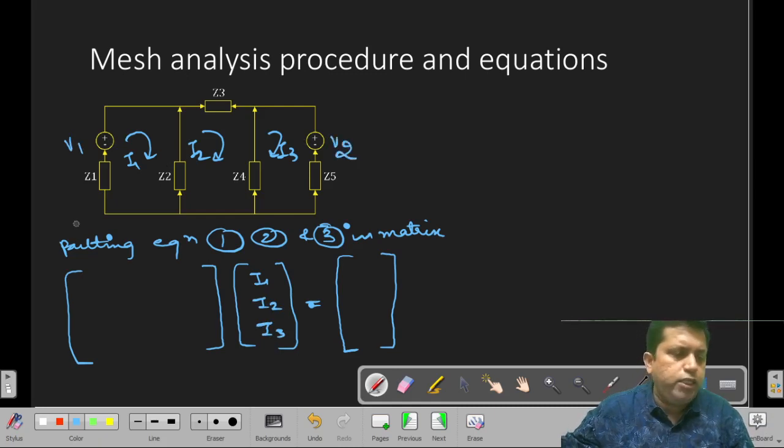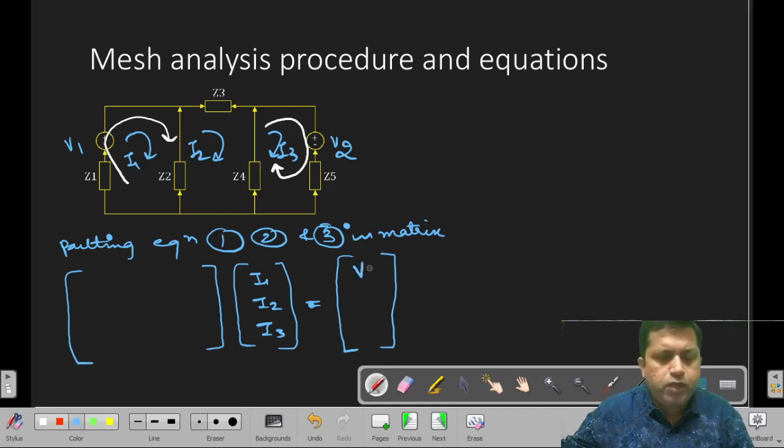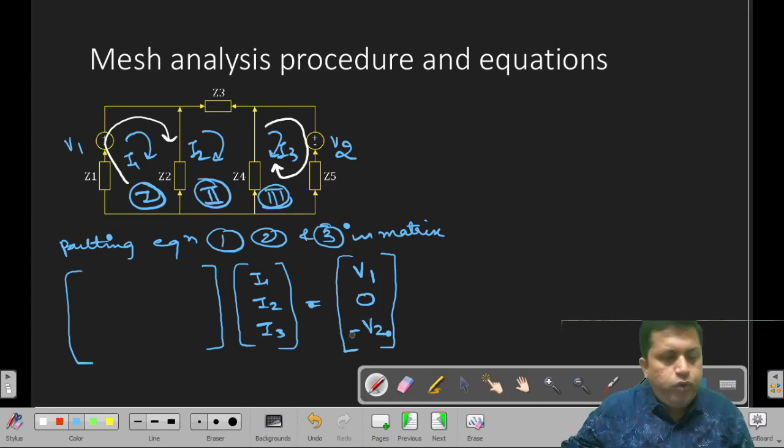Okay, see here, voltages in KVL direction I need. What was the KVL direction in loop 1? This. What is the KVL direction in loop 2? This. Okay, so voltages in KVL direction from minus to plus. V1 is from minus to plus, therefore V1 in the first loop. For the second loop, is there any voltage source? No, so 0. For the third loop, the voltage direction is from plus to minus. Plus to minus V2, that is a voltage drop, so minus V2.